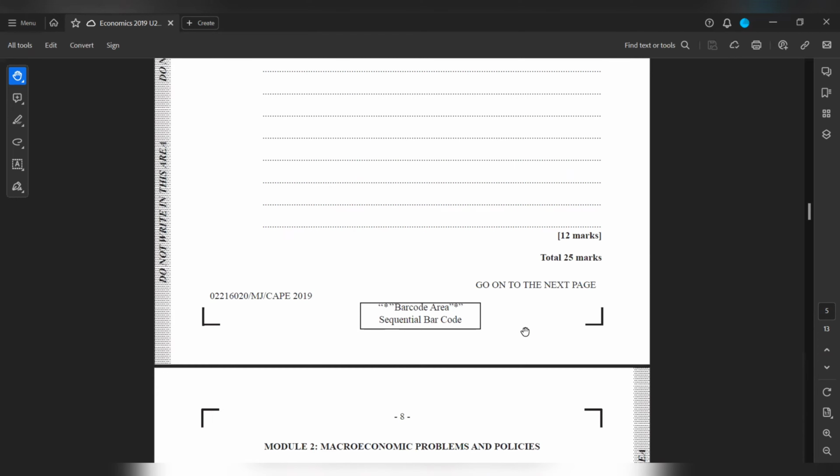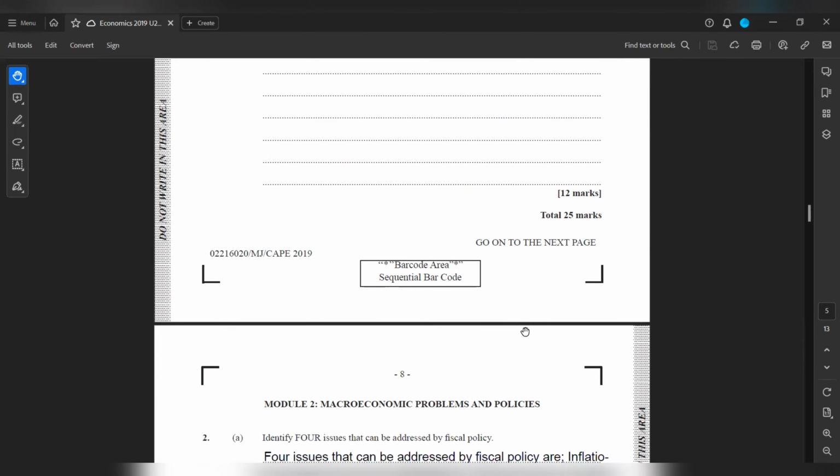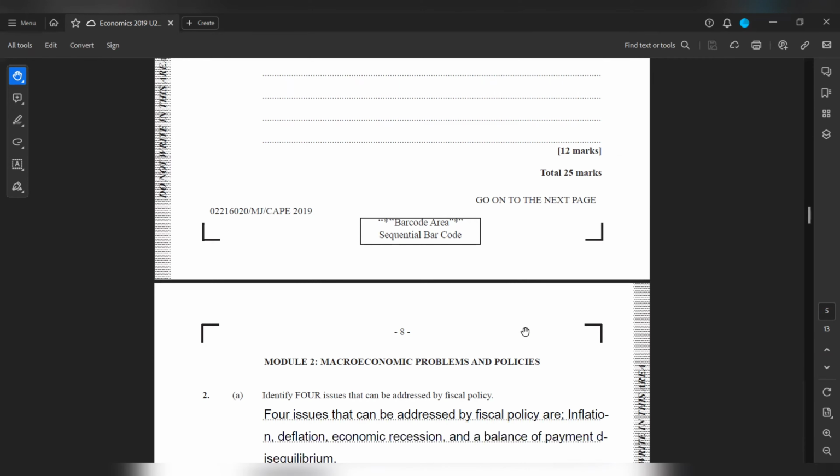Module 2, Macroeconomic Problems and Policies. Identify 4 issues that can be addressed by fiscal policy. 4 issues that can be addressed by fiscal policy are inflation, deflation, economic recession, and a balance of payments disequilibrium.